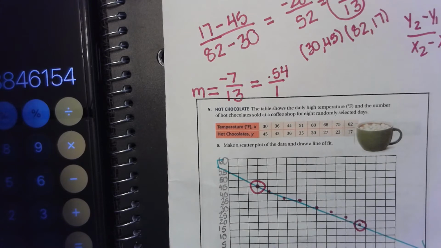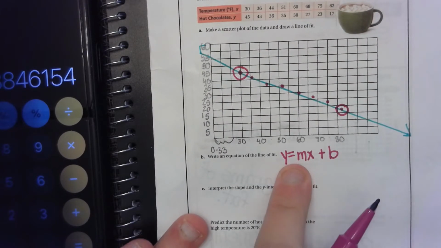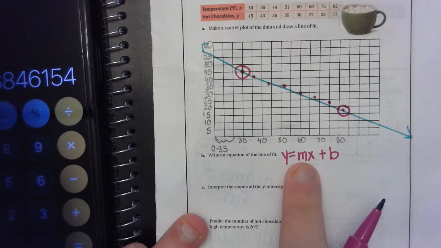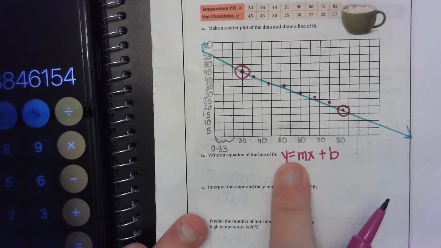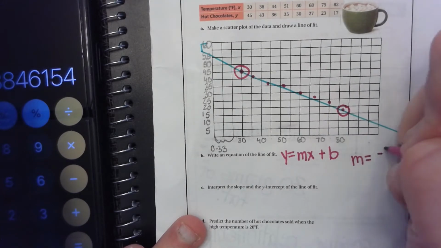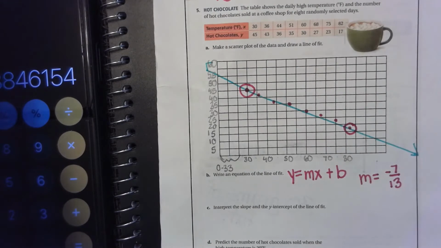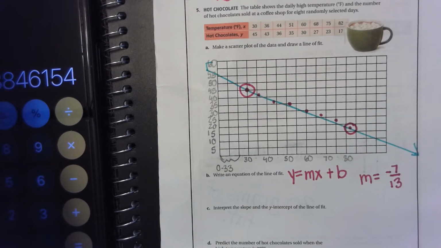Okay, so now I'm going to come down to my y equals mx plus b equation, and I'm going to input the information that I know. Now, all I know is my slope, which is negative 7 over 13. Now, here's the tricky part. If you look at my graph, now we need to do the y-intercept, which is where the line crosses the y-axis.